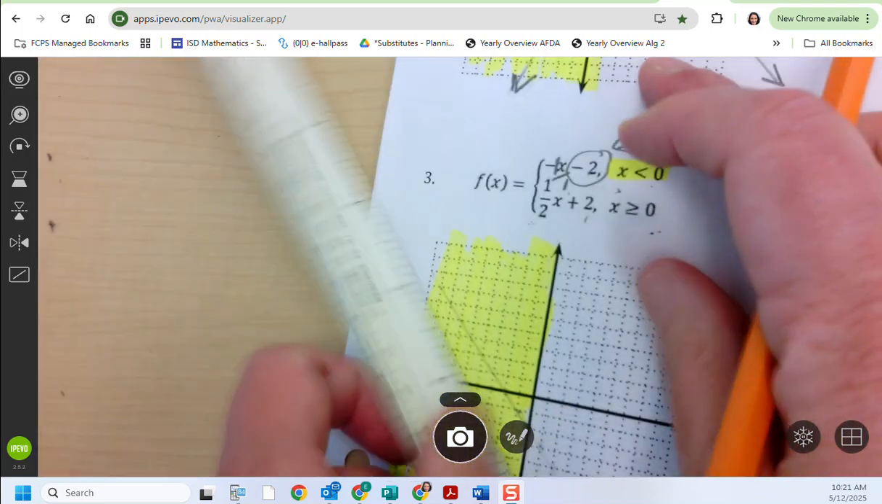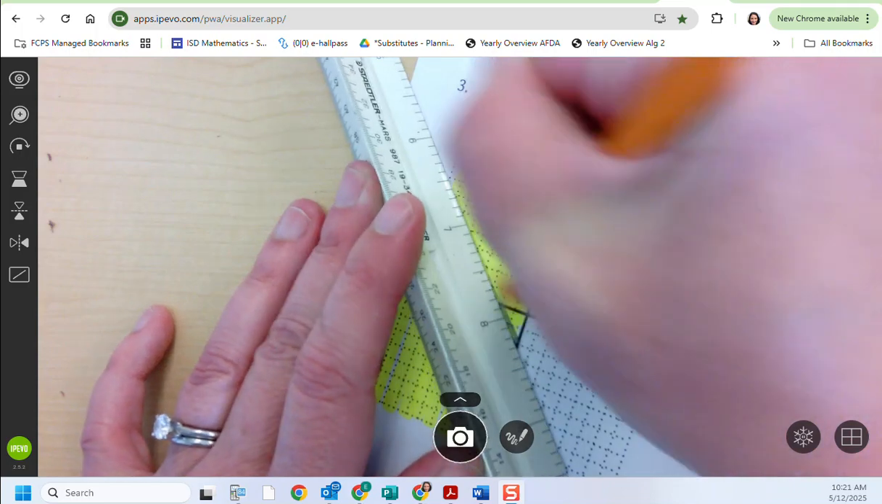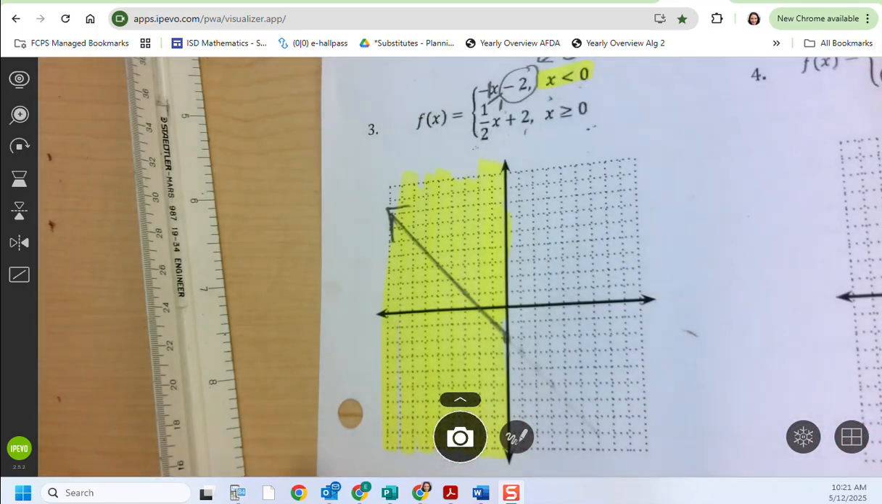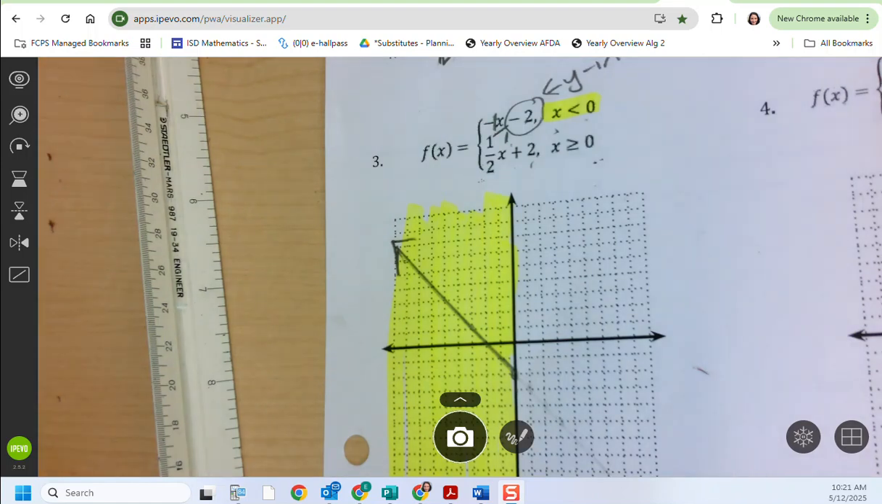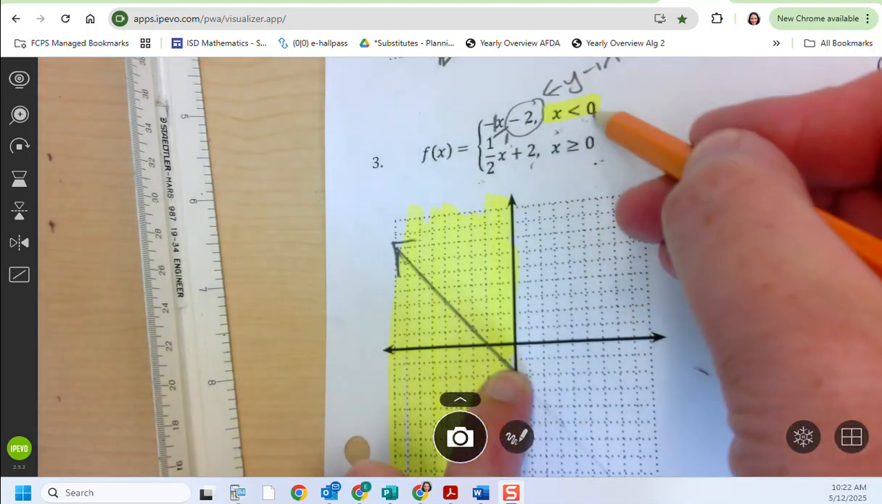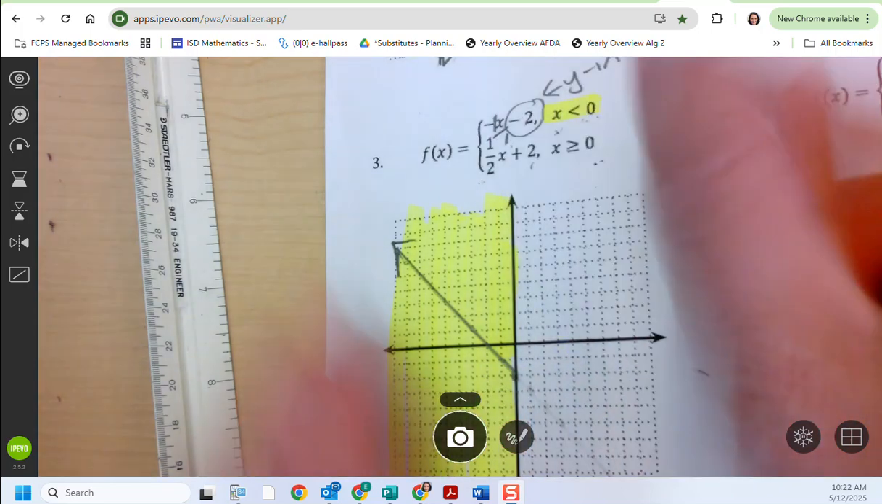And then I'm going to make my line a little bit darker now that I know which part I'm keeping. And put an arrow. What's the last thing I need to fix on that part of the line? The endpoint, that's right. So I have to check my endpoint. It says y is less than 0. Should it be open or closed? Open, thanks Evie. Open.